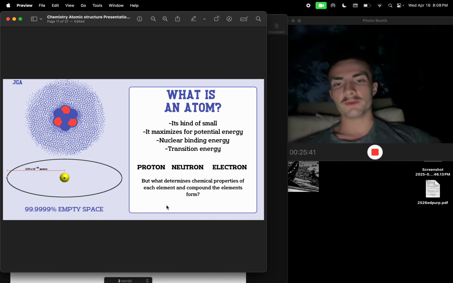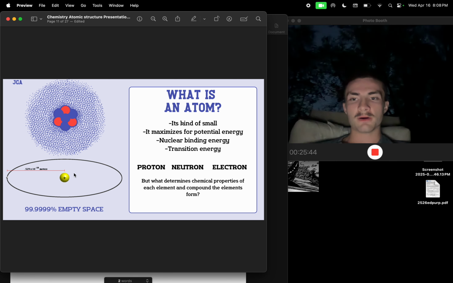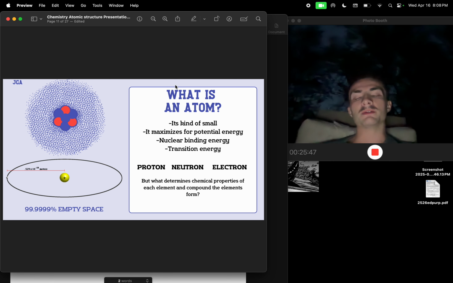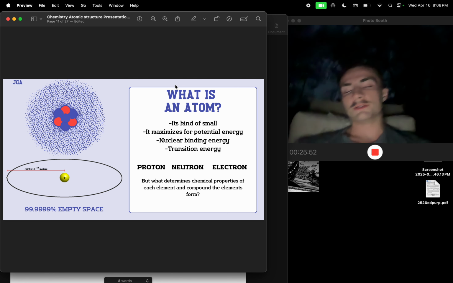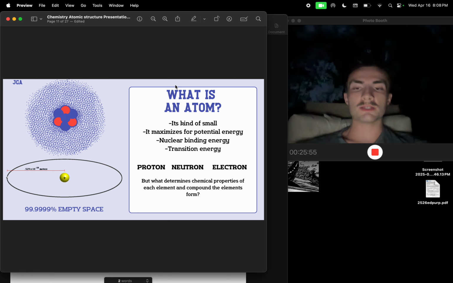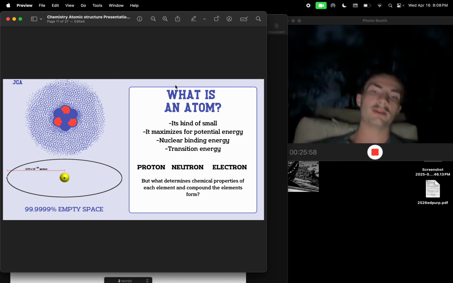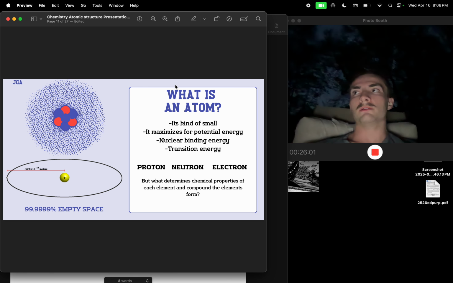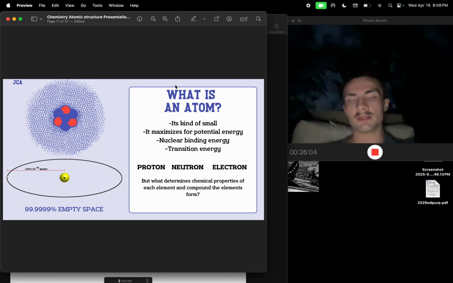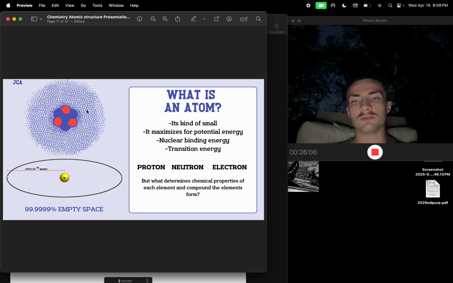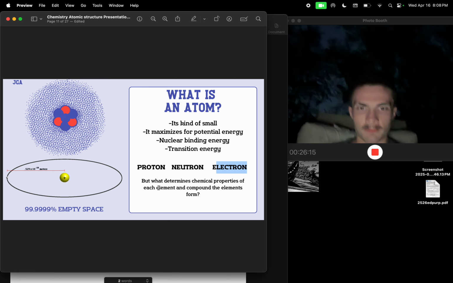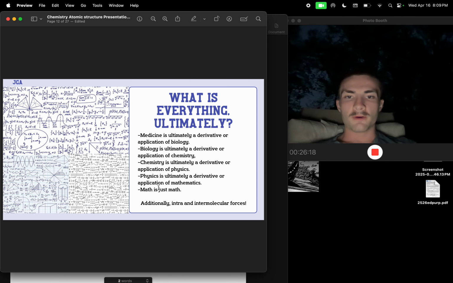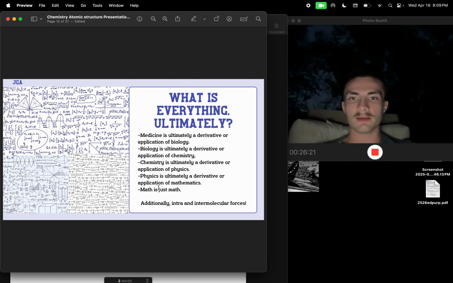Let's look at this. This is a little bit of review. What is an atom? It's very small. It's mostly empty space. There have been experiments done with that. It maximizes for potential energy, like we talked about before. The potential energy of the atomic nucleus, when all the building blocks are put together, is less than the sum of the individual parts. We're going to talk about nuclear binding energy. Transition energy is the amount of energy needed to move an electron into a higher orbital. So we know what protons, neutrons, and electrons are, but what determines the chemical properties of each element and the compounds the elements form? So that's the next slide, which is math.